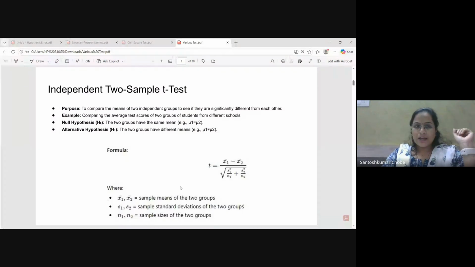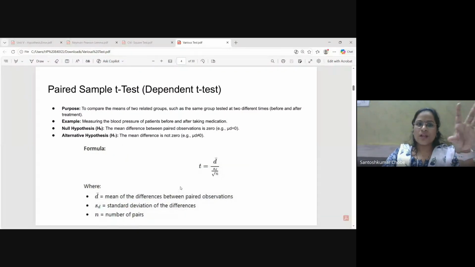Correct? Then the next is the paired sample t-test. So they have a different formula for the paired sample t-test. So to compare the means of two related groups, such as the same group tested at two different times. Correct? So measuring the blood pressure of the patient before and after taking the medicine. That's a simple example. Paired sample t-test, dependent t-test.